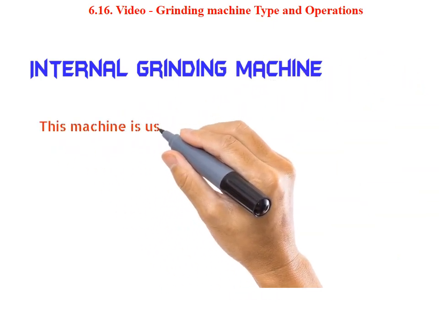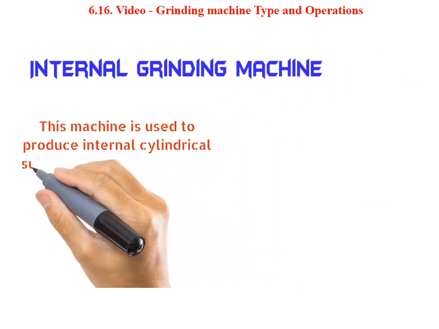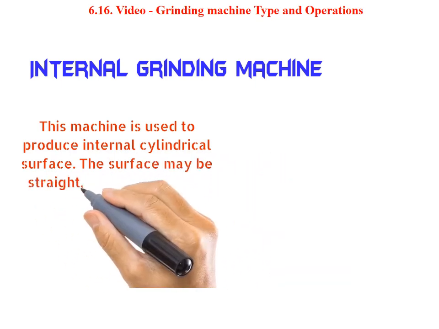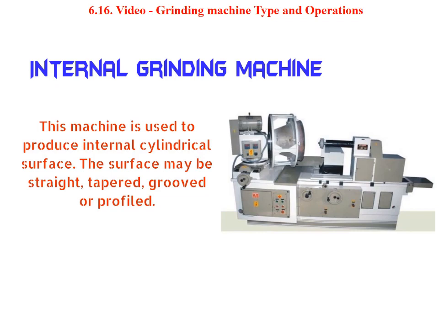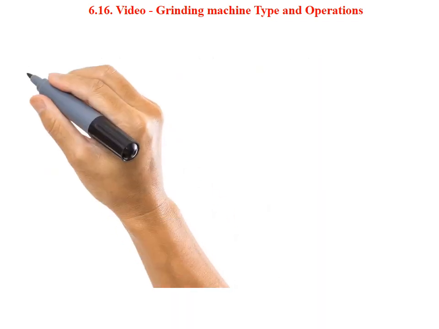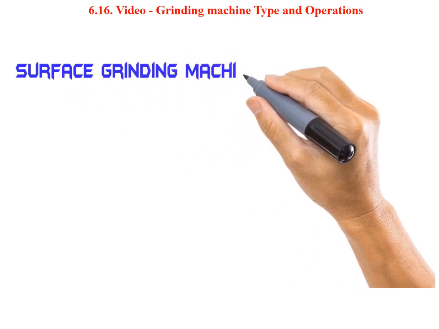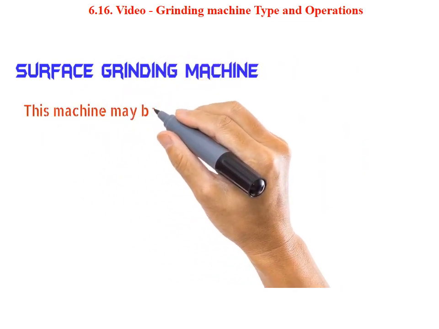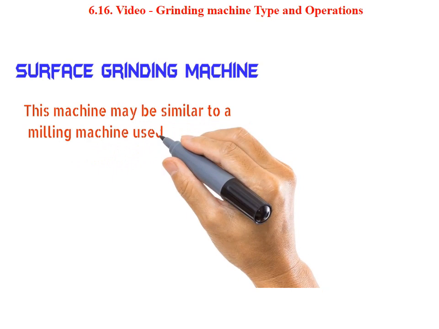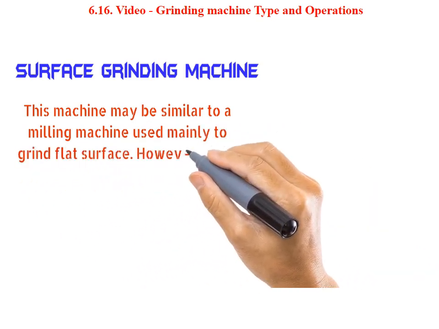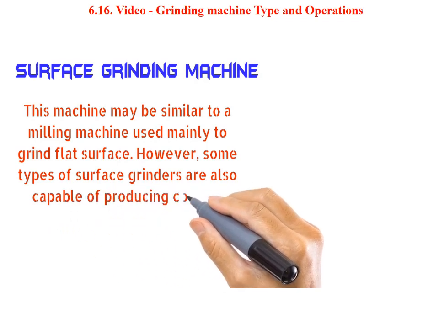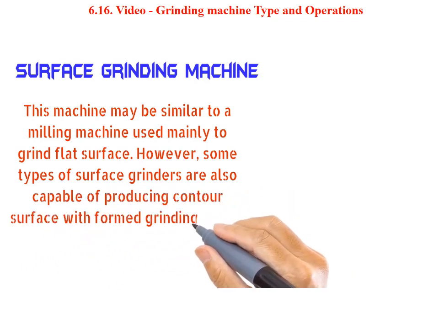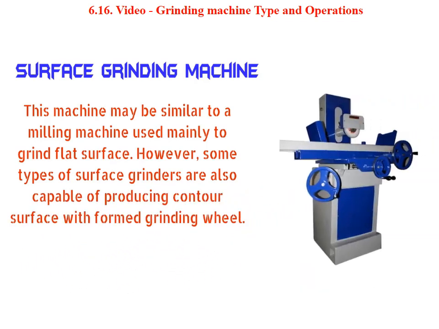Internal grinding machine. This machine is used to produce internal cylindrical surfaces. The surface may be straight, tapered, grooved or profiled. Surface grinding machine. This machine may be similar to a milling machine, used mainly to grind flat surfaces. However, some types of surface grinders are also capable of producing contour surfaces with formed grinding wheels.